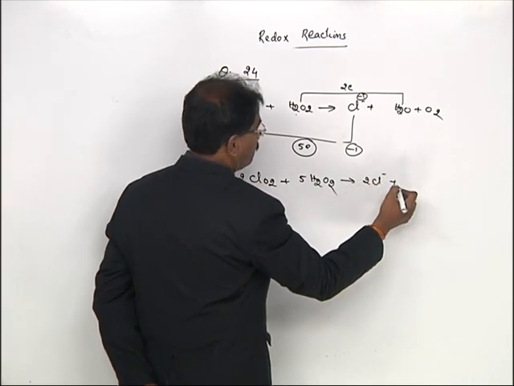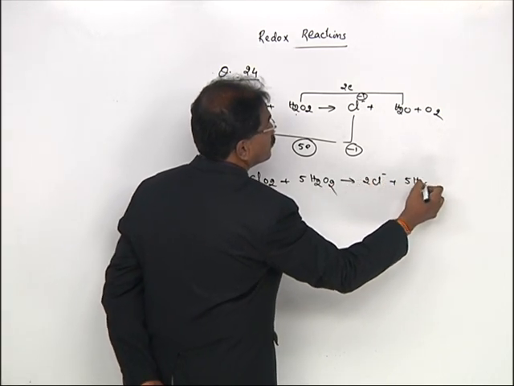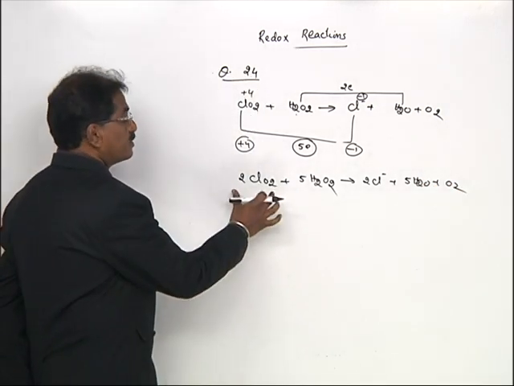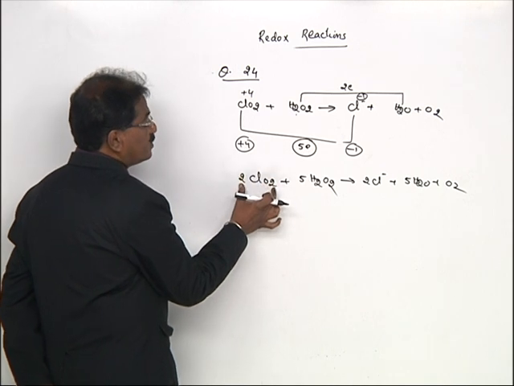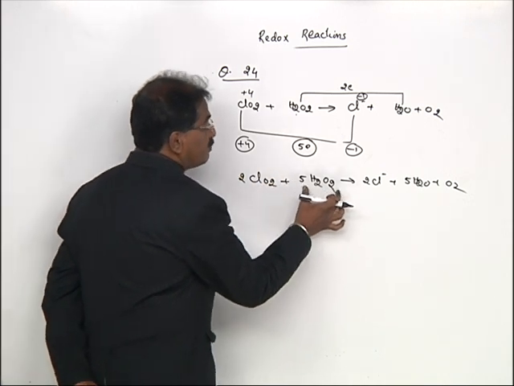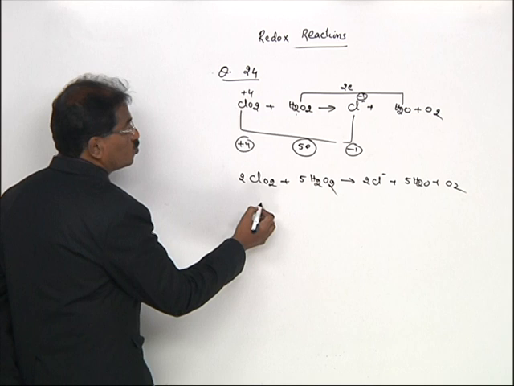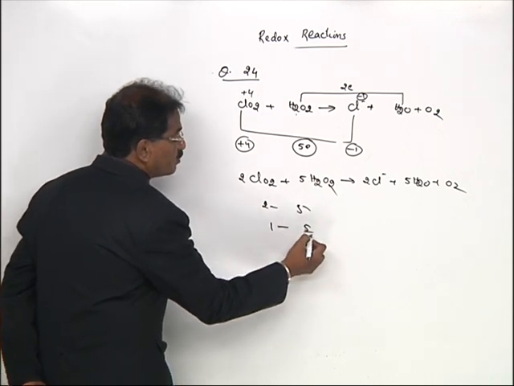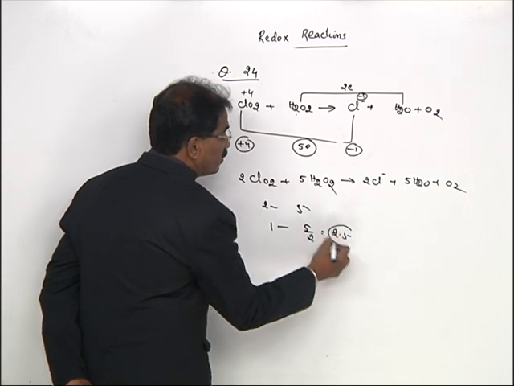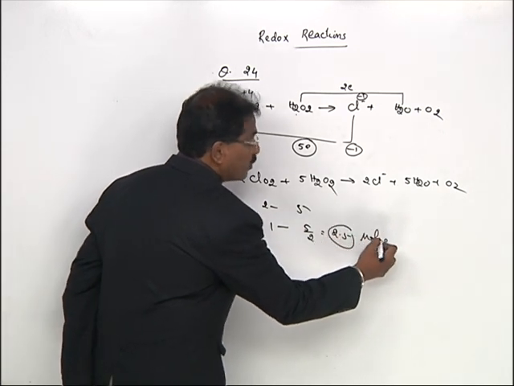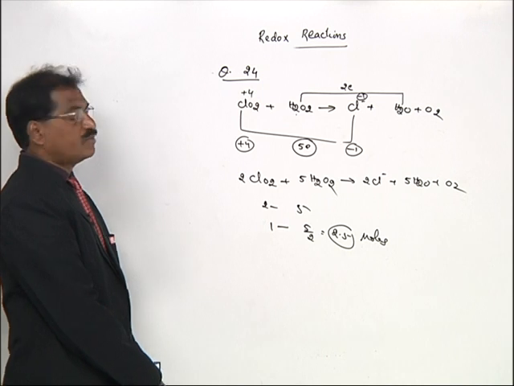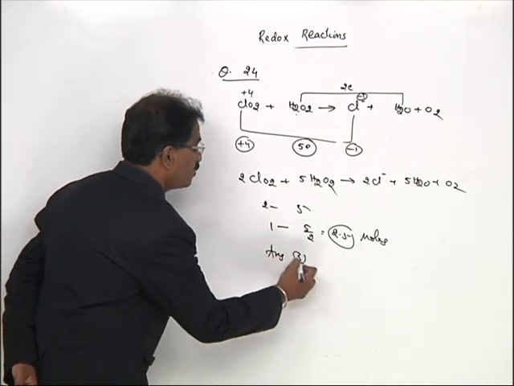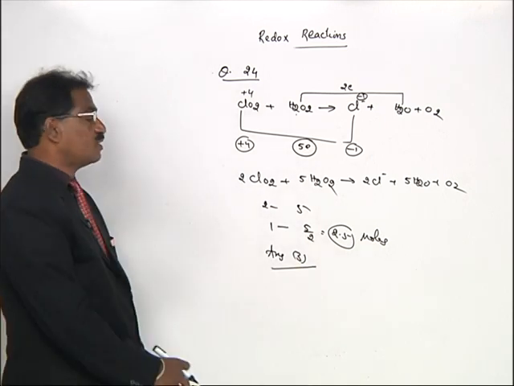Cl minus, like this. The meaning of this exchange is that 2 moles of ClO2 will react with 5 moles of H2O2. That means 2 moles is reacting with 5 moles. 1 mole will react with how many? 5 by 2, that means 2.5 moles. Now, identify the option where 2.5 moles is shown. In option 3, 2.5 moles is shown. Therefore, the answer is 3.